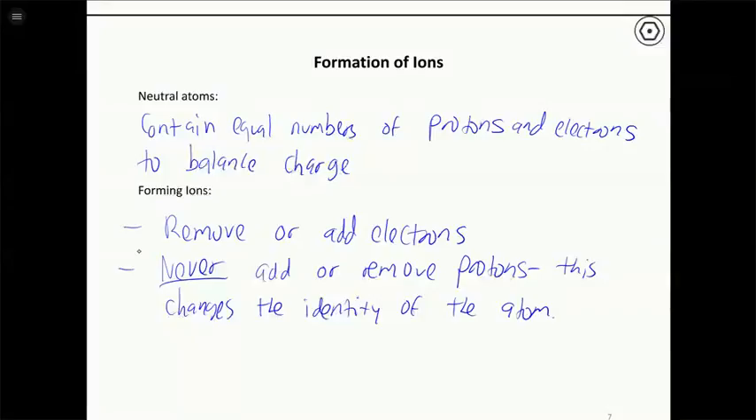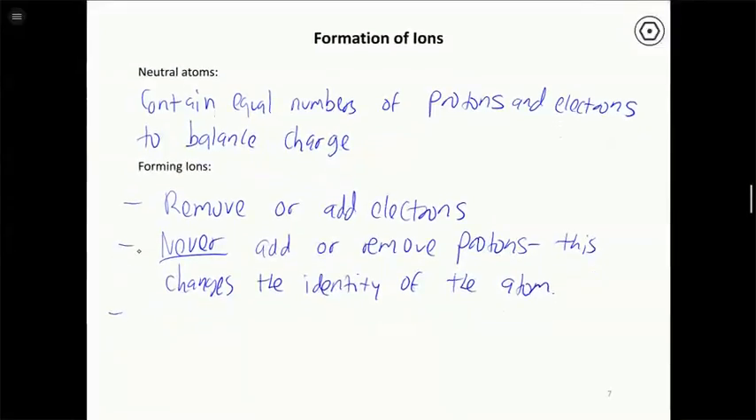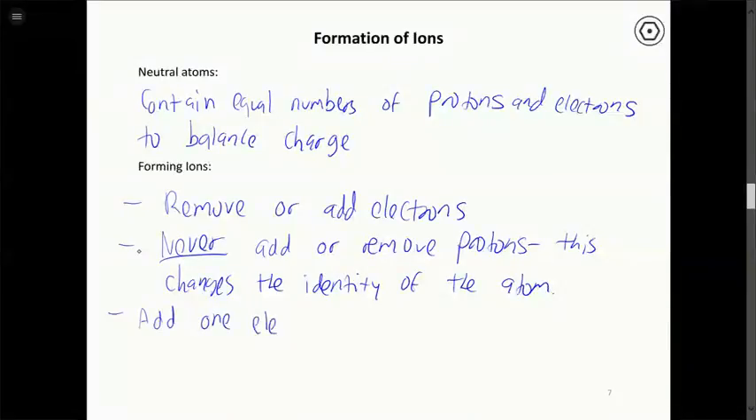So then how many electrons do we add or subtract? Well, we're going to know the charge of our ion, and that's going to be determined by whether there are extra or deficient electrons. So if you have negative charges in your ions, you're going to add 1 electron per negative charge. So if you have a -1 ion, it's going to be just a single extra electron. If you add 2 electrons, you'll get a -2 ion, and so on.